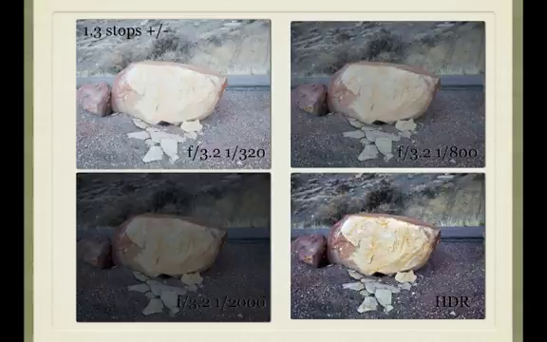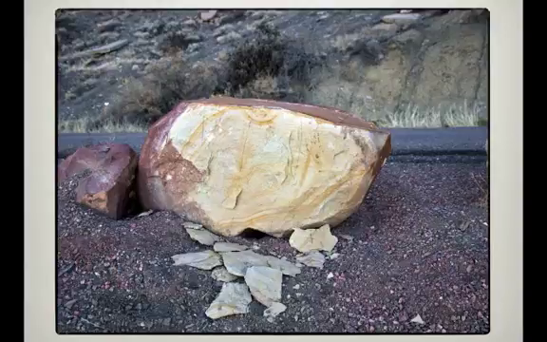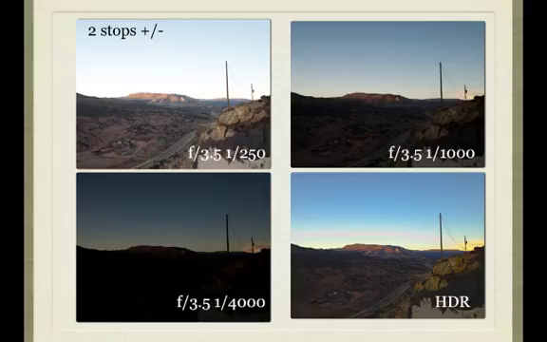Here's a 3 exposure example. So we have the aperture the same, so it doesn't affect the depth of field, and then we just have the shutter speed change. So you can see more detail in the shadow and the highlights. Here's another example. This one is actually better. You're better able to see what the HDR can do.